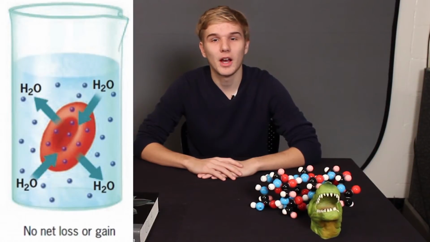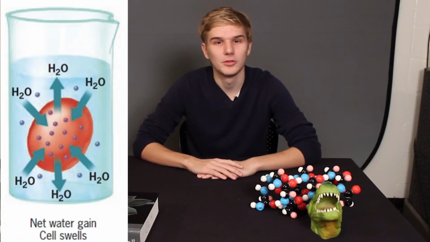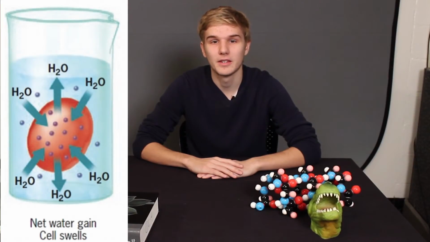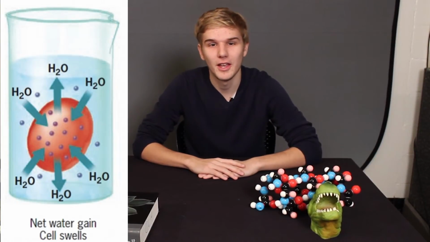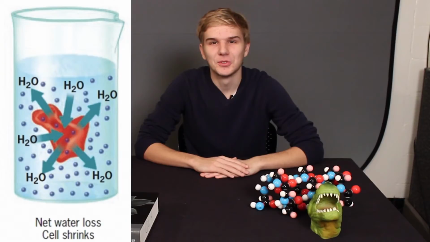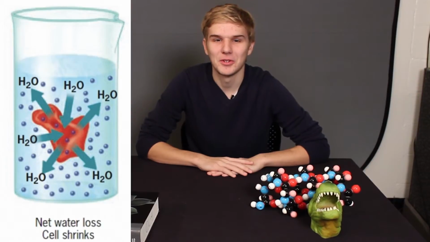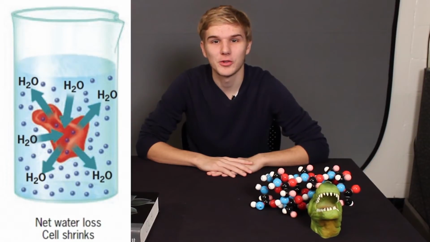Isotonic solutions are where the concentration of water in the solution is the same on both sides of the plasma membrane, so there is no net movement of water. Hypotonic solutions are where there is a lesser concentration of solute outside the cell than in the cell. When a cell is placed in a hypotonic solution, water enters the cell and it swells. Hypertonic solutions are where there's a greater concentration of solute outside the cell than in the cell. When a cell is placed in a hypertonic solution, water exits the cell and it shrivels.